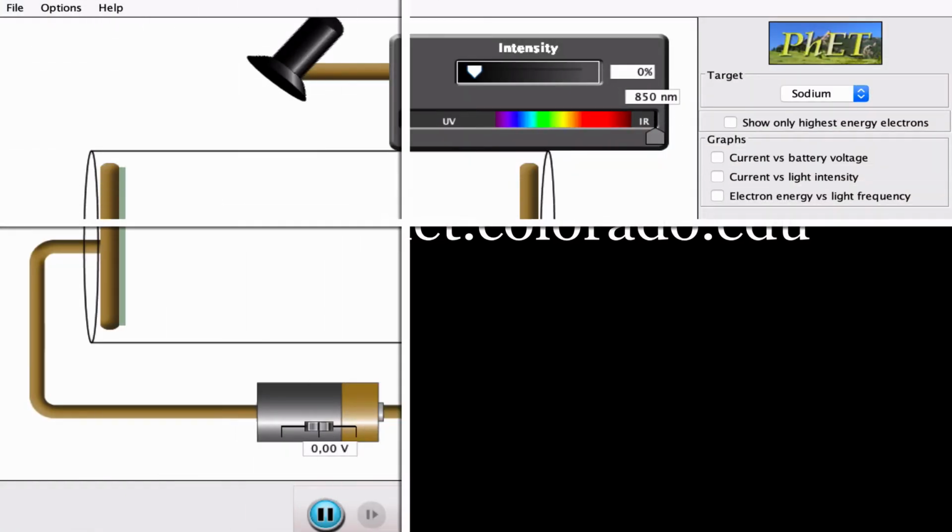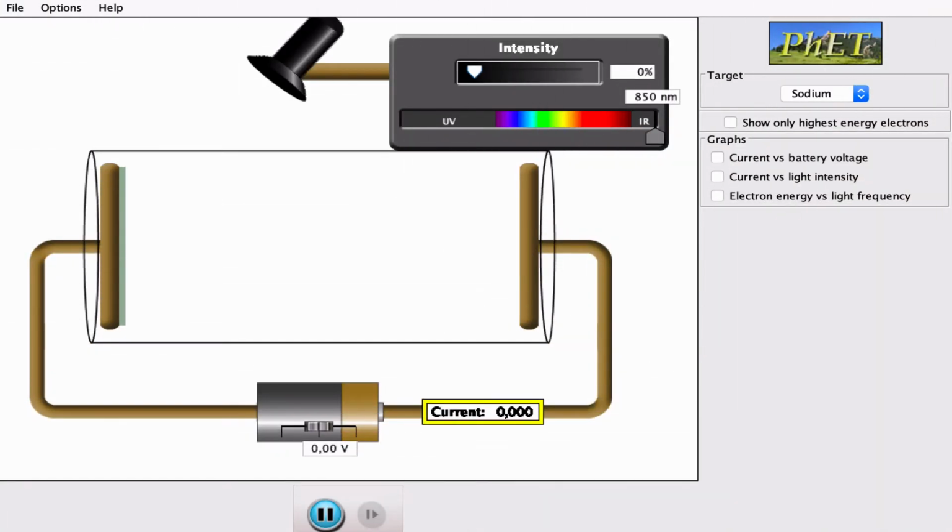This simulation is from PHET simulation. They have excellent simulations for physics, chemistry, math, biology, and sciences. Check it out, there's their website. Whether you're teaching or learning, they have a lot to contribute. So here we go with our simulation from PHET simulations for the photoelectric effect.